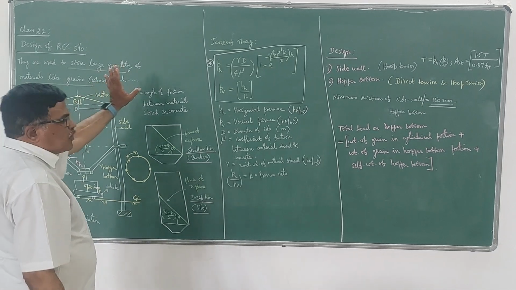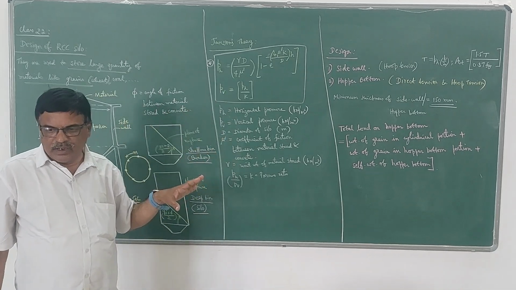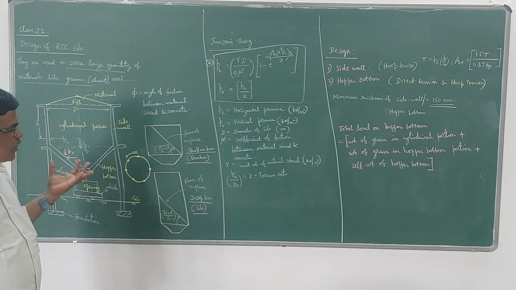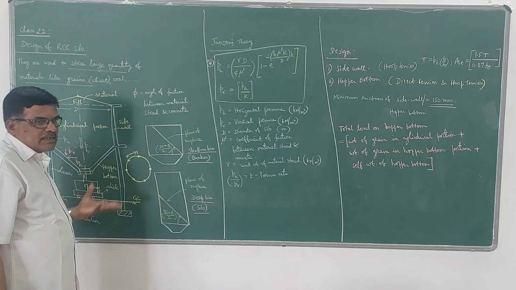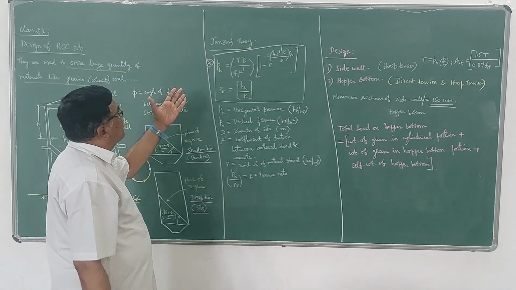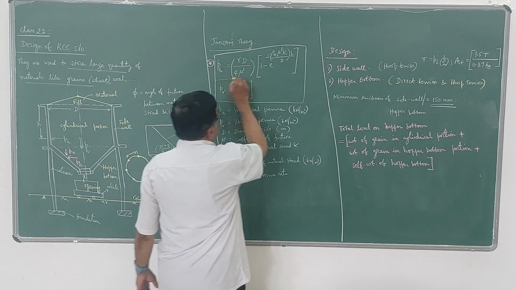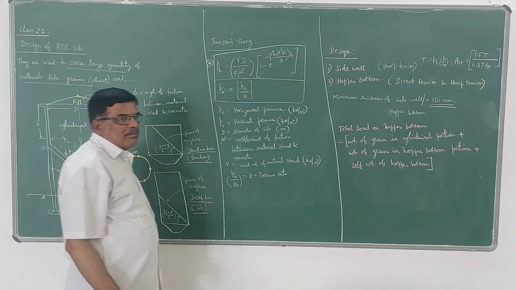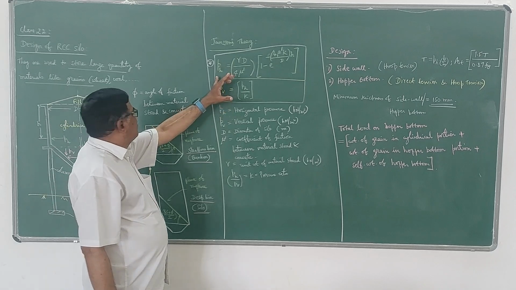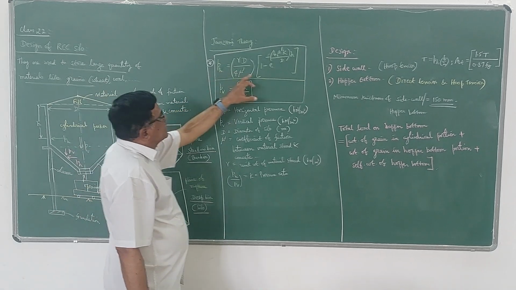Now, there are two theories which are used to analyze or find the pressures on the components of the silo. One is Janssen's theory, another one is Airy's theory. First I will take up this Janssen's theory. If you do the derivation using the assumptions and the theoretical background, you will get the expression for the horizontal pressure like this.